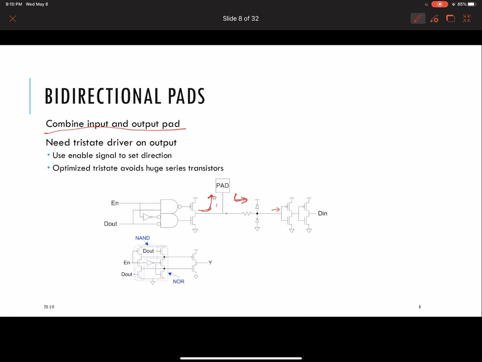So the only trick is to have tri-state output drivers, to be able to turn off both the P and the N at the same time. And so when you're receiving, you turn off both of these guys. Remember, in a regular CMOS inverter, one of either the PMOS or the NMOS is always on. But in a tri-state driver, you can turn both of them off with this enable and either allow it to receive only or to drive only.